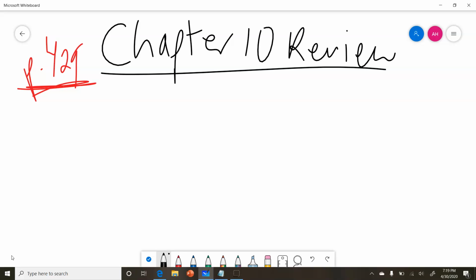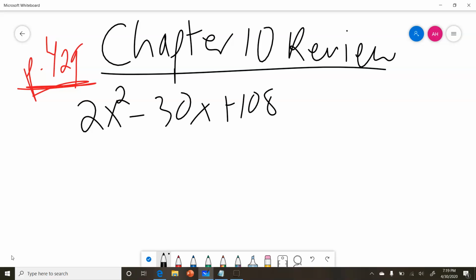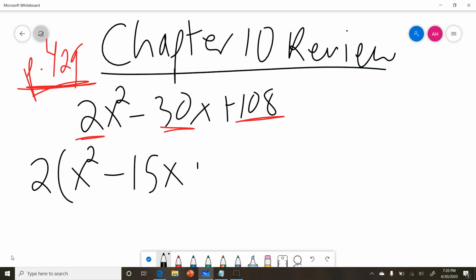So we are going to start here with a review of the one that was due the other night. So this is 2x squared minus 30x plus 108. It's all factoring. Now the beginning part on all these problems, I know I've gone over it a million times, is always to take out what you can. So this is an even number, and they're all even numbers, so I know I can divide by 2. I get x squared minus 15x plus 54.